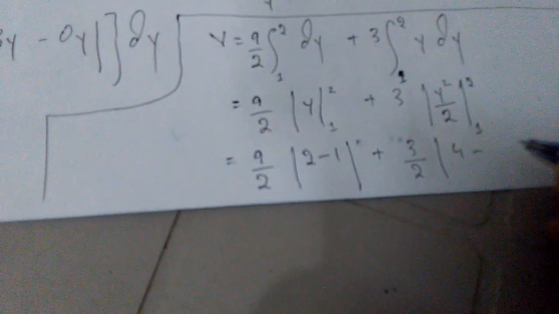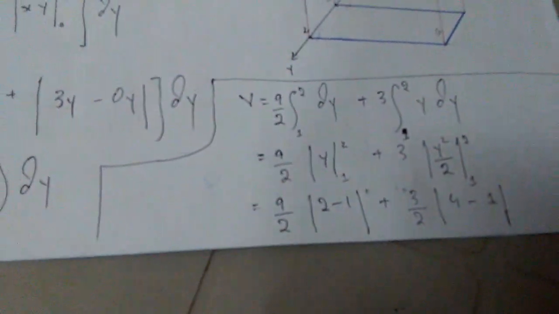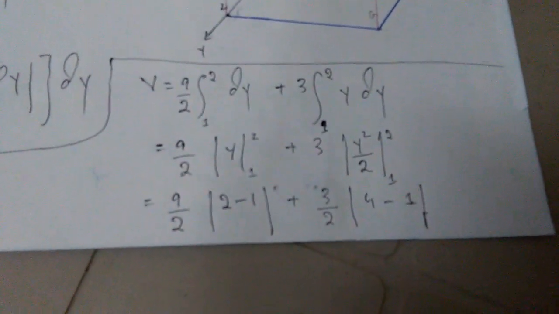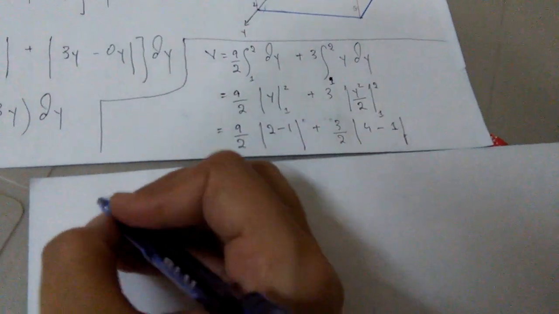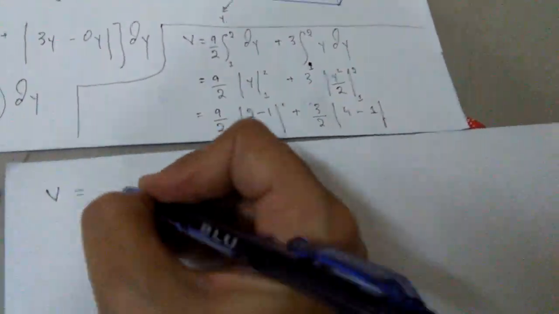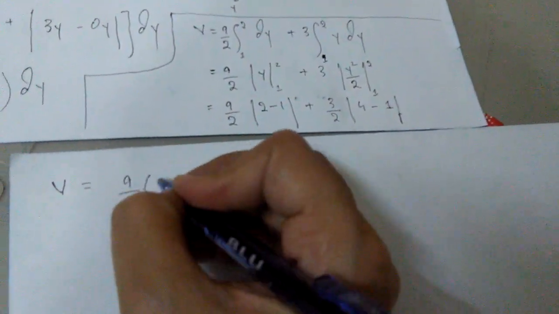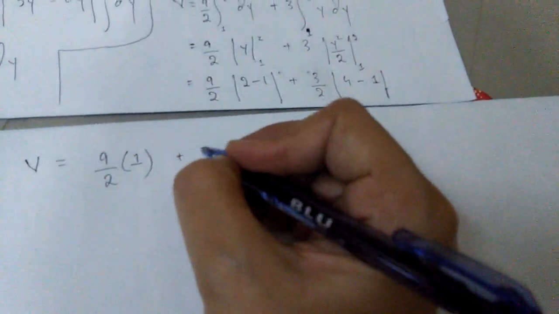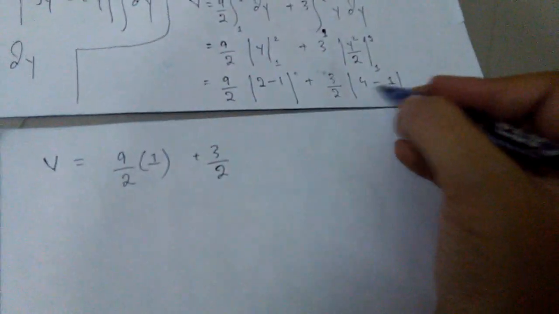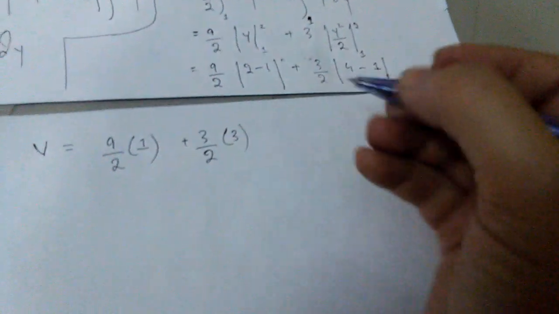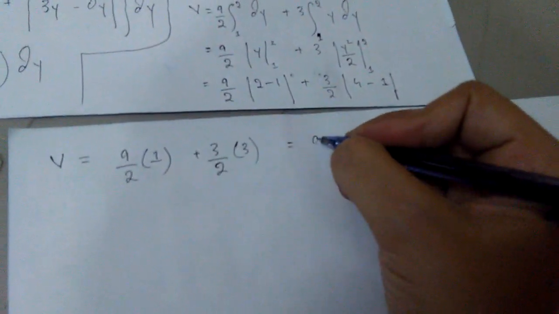Two squared is 4, minus 1 squared is 1. Okay, now the page is really exhausted, let's manage another one. So the volume is therefore 9 upon 2 into 1 plus 3 by 2. That's simply a basic thing now. You just have to perform some arithmetic rules, and that's it.